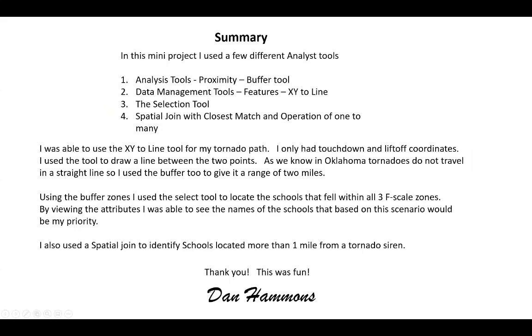As we know, in Oklahoma, tornadoes don't travel in a straight line, so I used a buffer to give it a range of 2 miles. Using that buffer zone, I was able to select the schools that fell within all three F3 through F5 scale zones. Reviewing the attributes, I was able to see the names of schools that, based on this scenario, would be my priority. I also used a spatial join to identify schools located more than 1 mile from a tornado siren.